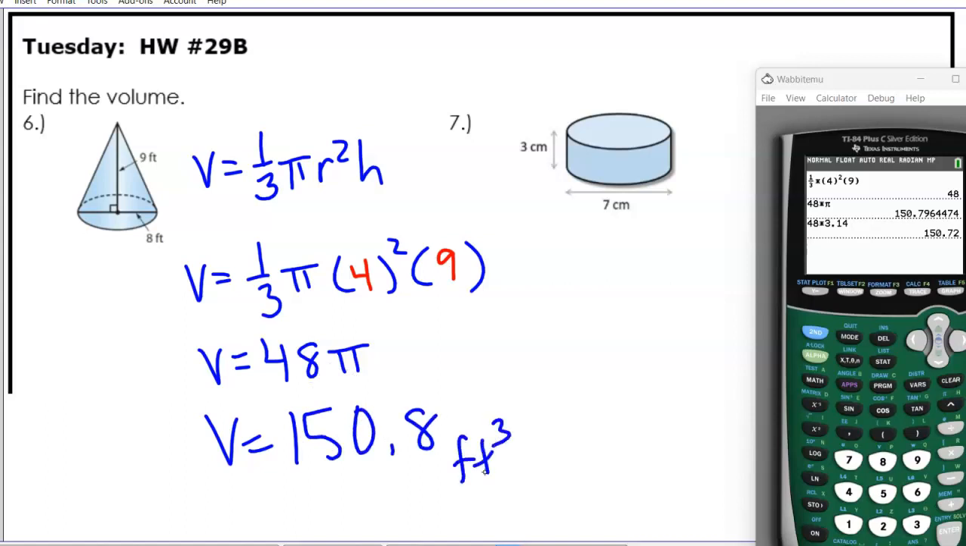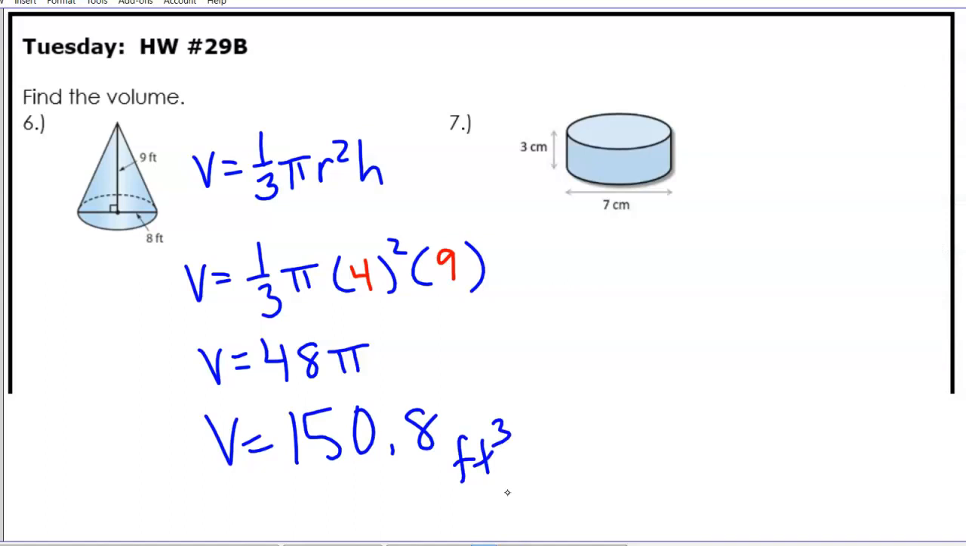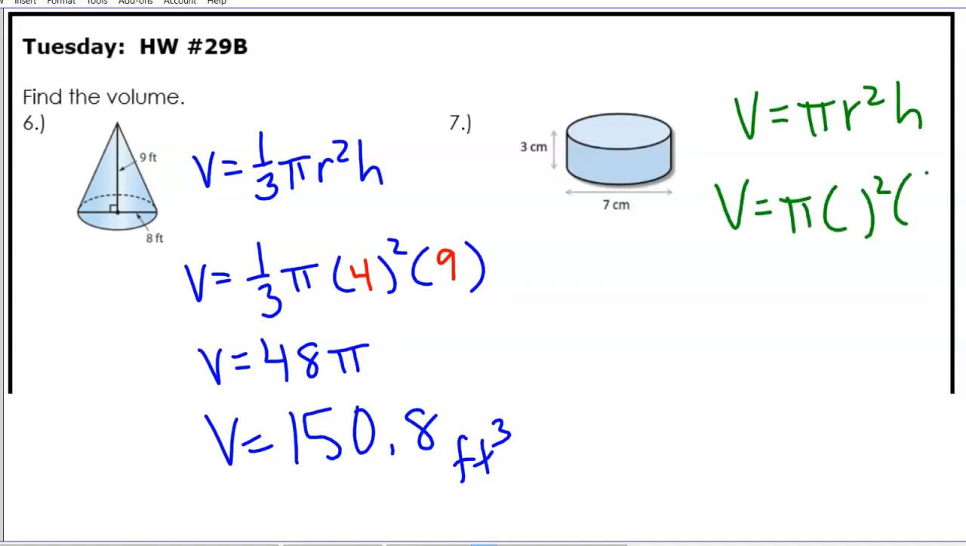feet cubed. Okay, the next one here is a cylinder. And the volume of a cylinder is pi r squared h. Again, erase and replace the correct values. Remember, this is a diameter, so the radius is 3.5. And the height is 3.